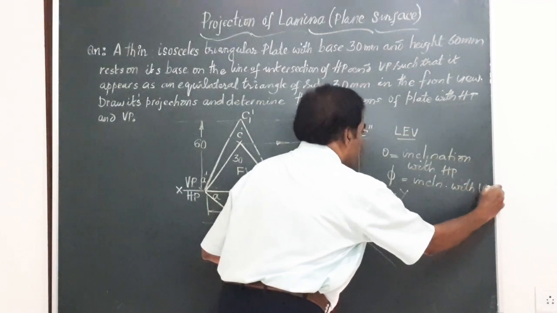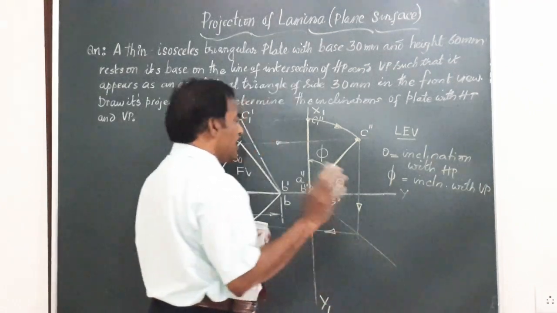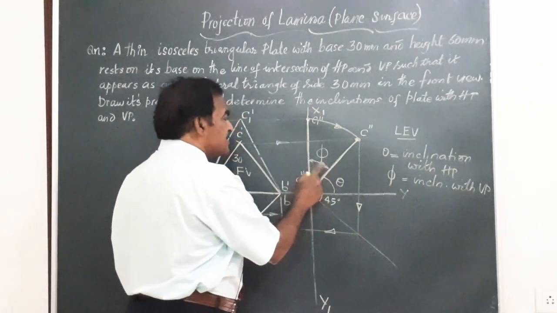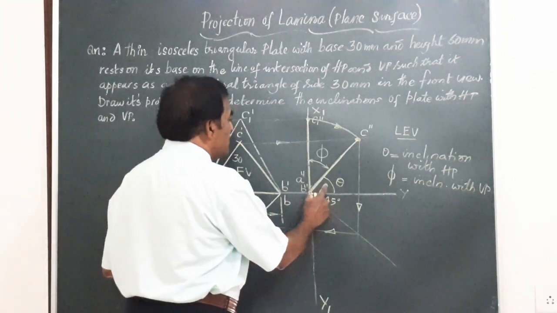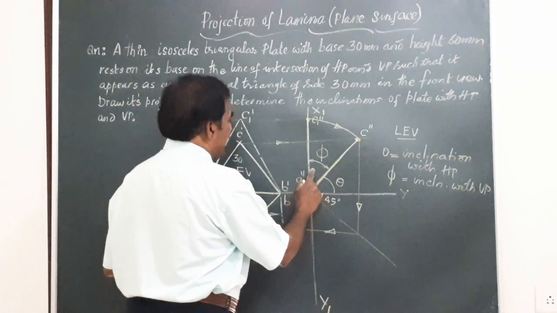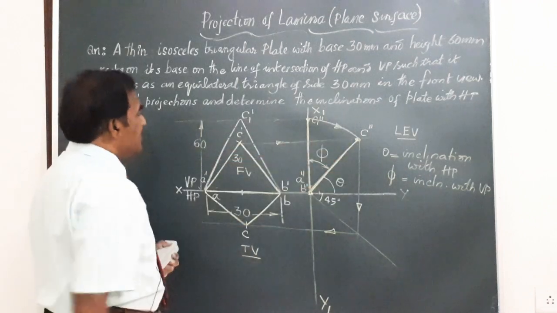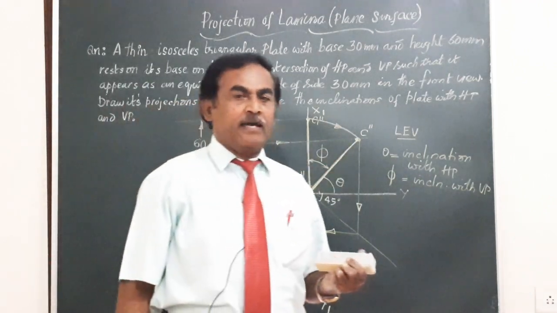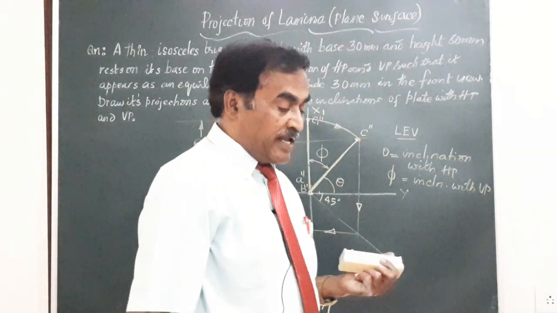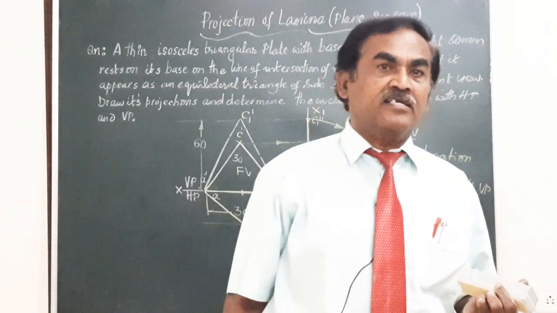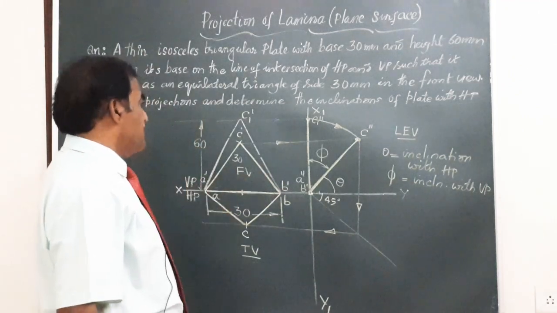Friends, remember, when you are giving the answer, you should measure them separately and keep the answer, and remember that theta plus phi is equal to 90 degrees always. So if this is 42, this will be 48. 42 plus 48 is 90. And friends, this figure will give you the complete projections of the lamina, that is the isosceles triangular lamina, which is resting on one of the sides, that is the base on HP, with the surface making inclination with HP and VP.